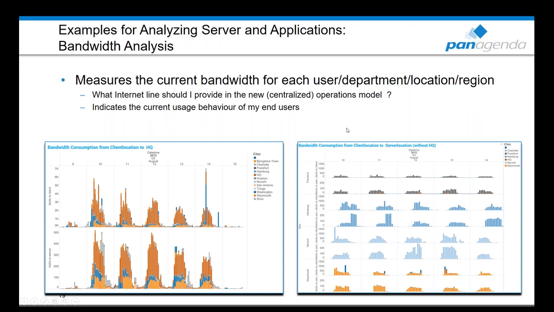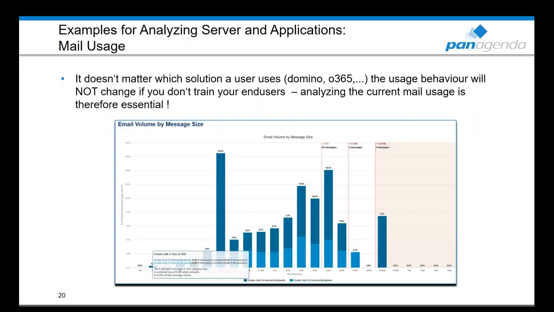And last but not least, mail usage. I always say that for an end user, if you switch from a Notes platform, for instance, to a Microsoft platform, the usage behavior will not change at all, right? The user will still use the Outlook client for emailing stuff, and he will still send an email to 100 recipients with a 1 megabyte attachment, for instance. And to clearly identify upfront what the usage behavior of my end users is will help me to identify possible issues in my future environment, because as said, the usage behavior of my end users will not change with the platform change.